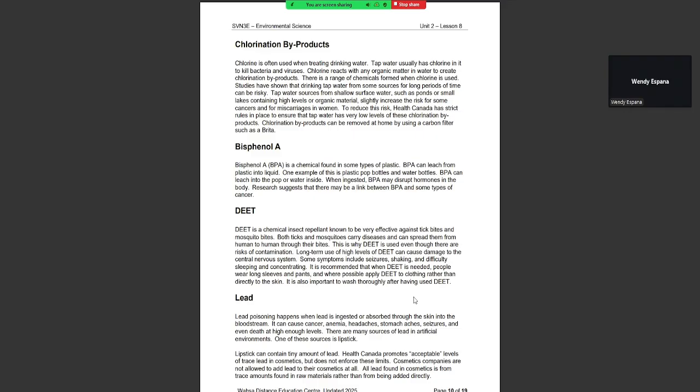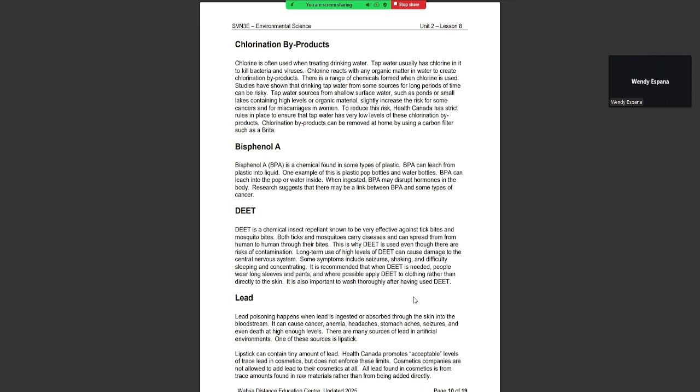Should be monitored. Also, you could use something like a Brita. You can buy it at a store, and they have a charcoal filter in there, and you run your water through that, and that will get rid of any of the chlorine byproducts.